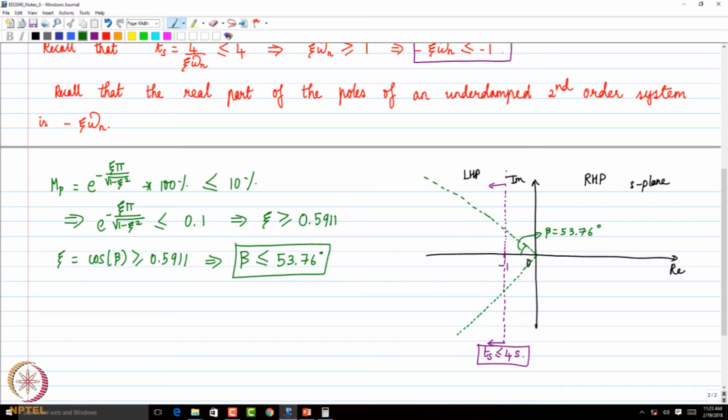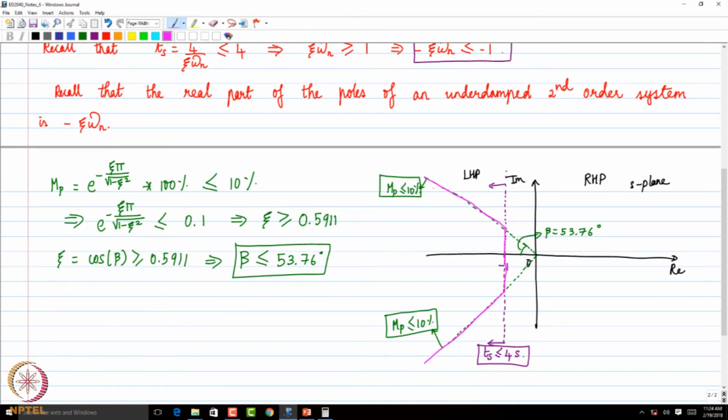Now I want to meet both conditions. What should I do? So essentially, let me mark it. This essentially ensures that MP is less than or equal to 10%, so that is this region. So, if I want to meet both the conditions, I have to take the intersection of the two regions. And what is the intersection of the two regions? Let me draw it. That is going to be like an open trapezoid. So, that is going to be the intersection of the two regions.